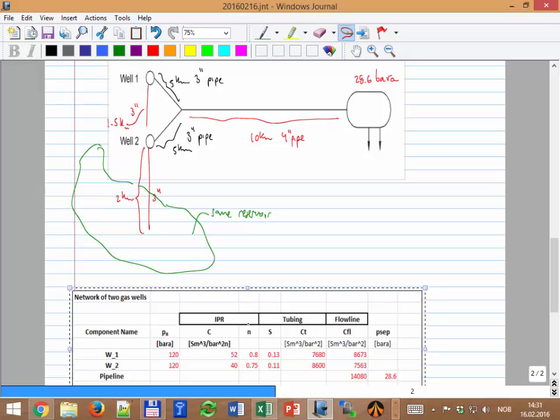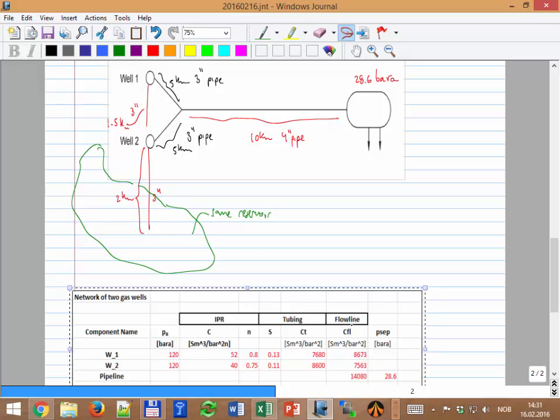Okay, so we have C and N, so that seems to be enough. Dry gas wells. Then we go to the tubing, so we have CT and S, and you see the values. They are slightly different because they are completed in different regions. The local permeability is slightly different. Yeah, I think the diameter I put the same.